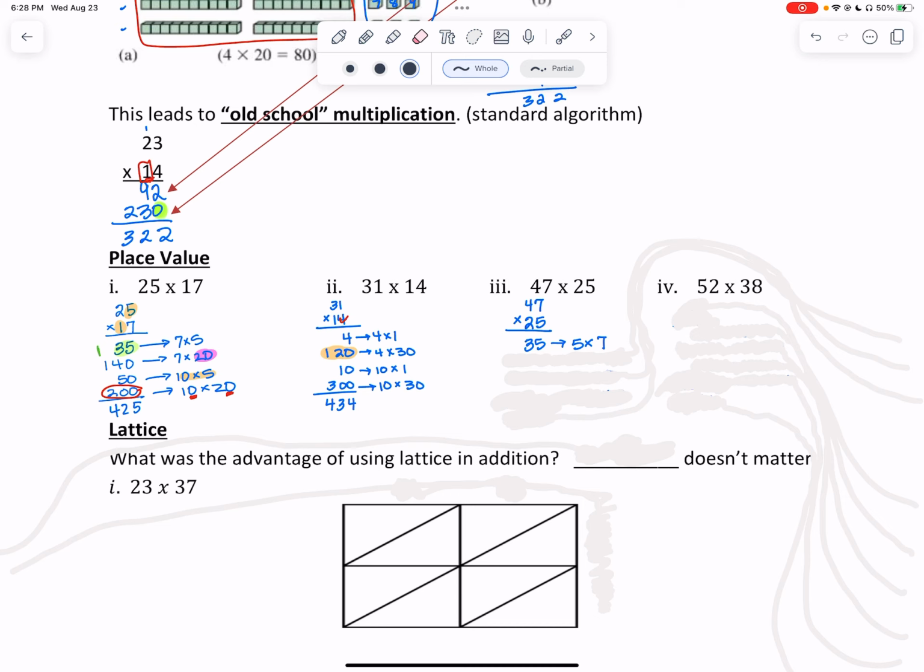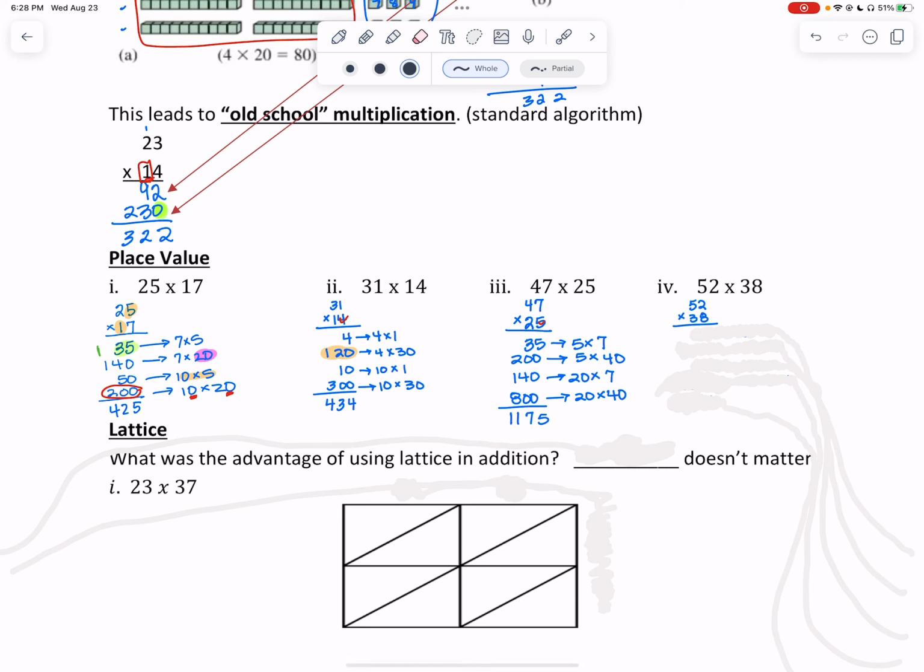Okay, so 5 times 7 gives me 35. Then 5 times 40 is going to give me 200. So I'm now done with the 5. So now I'm going to work on the 20, right? 20 times 7, and it's a 20 because the 2 is in the tens place. So that gives me 140. And then 20 times 40 gives me 800. And then I add those together. All right, last one.